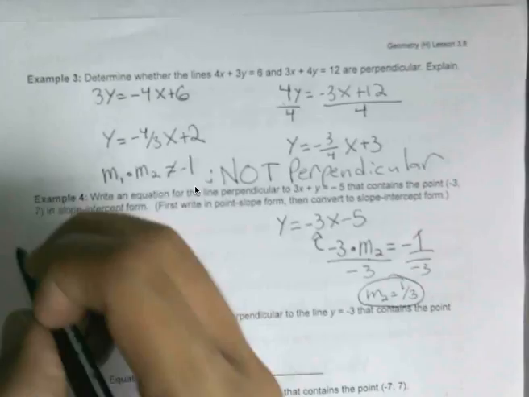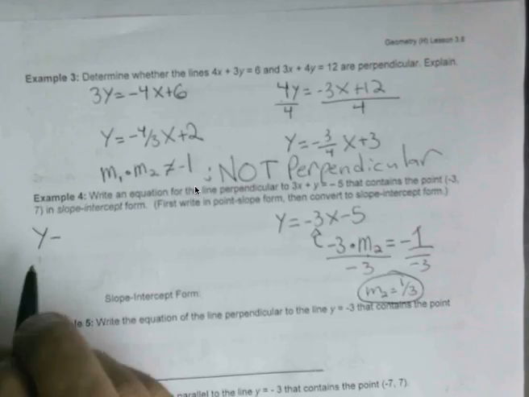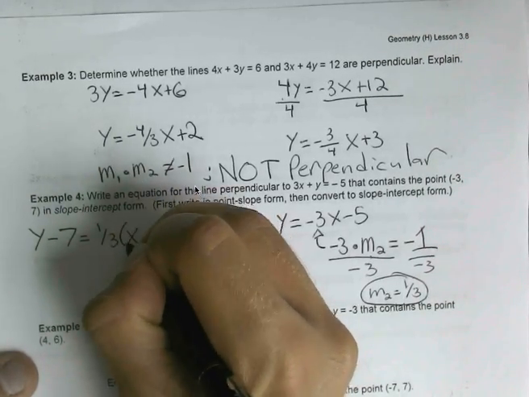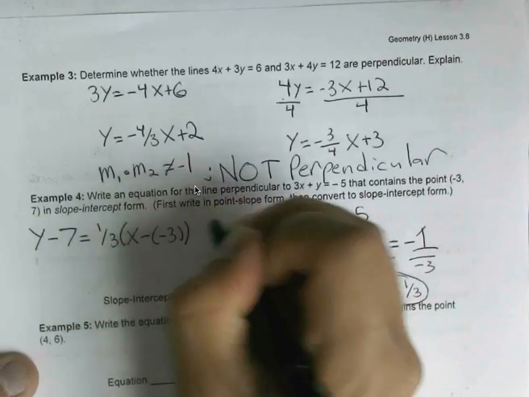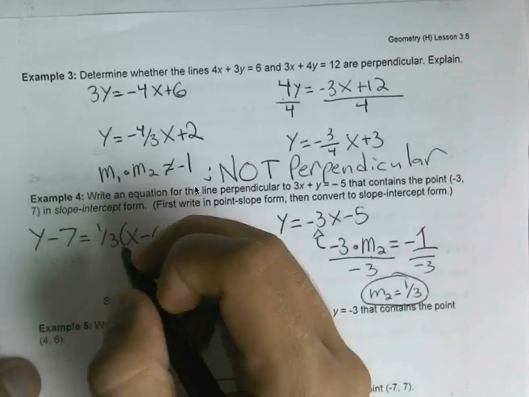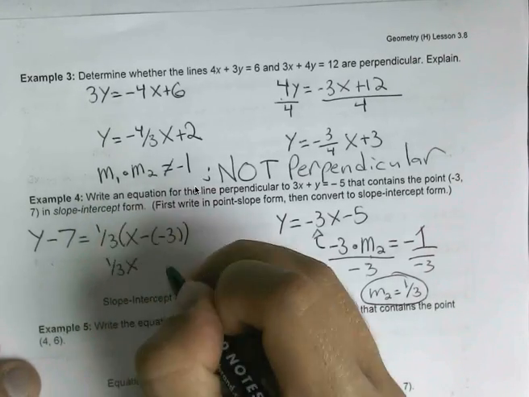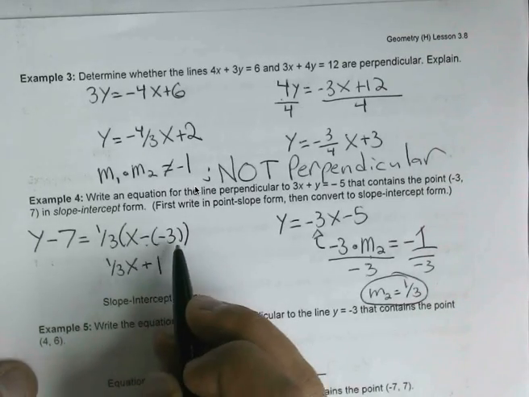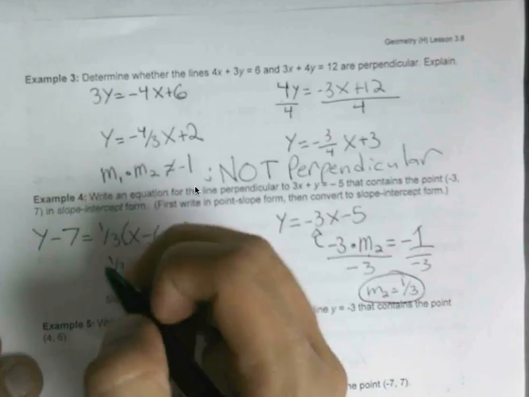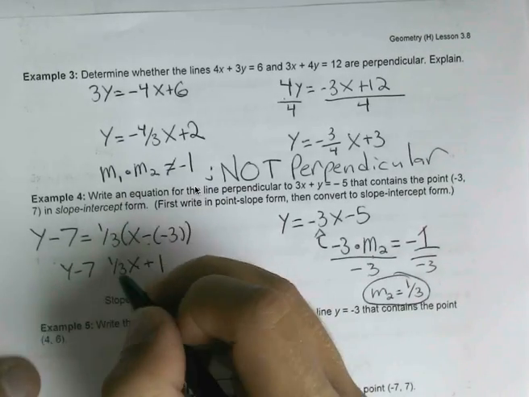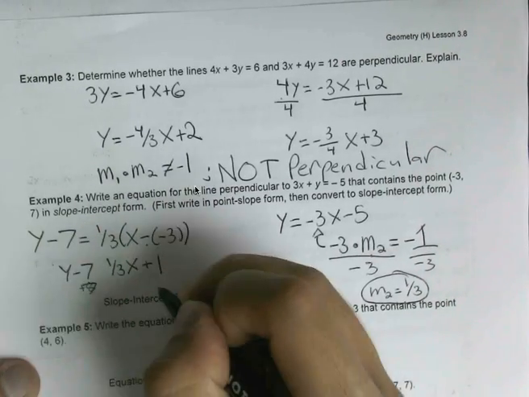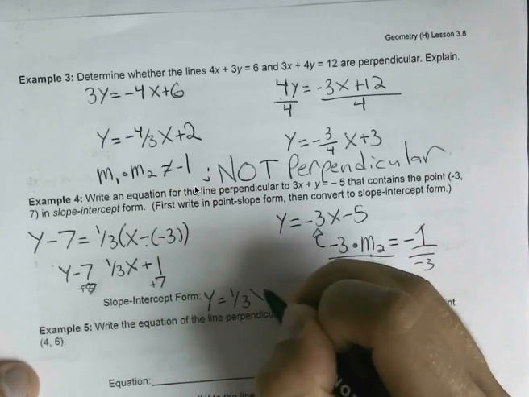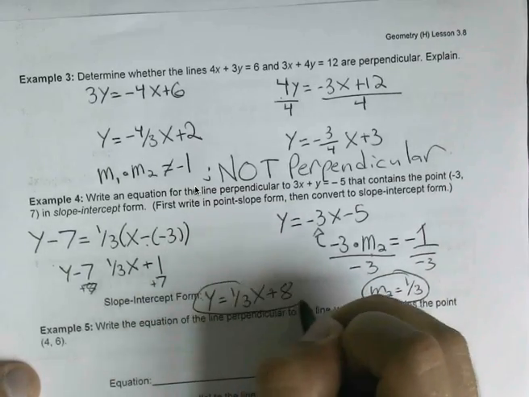Cool, so let's take this into point slope form. We'll take y minus y1, which is 7. This equals 1/3 times x minus x1, which is negative 3. Let's clean this up a bit. 1/3 x plus 1, because remember, subtracting negative 3 gets you positive 3. 3 times 1/3 is 1. 7 is still over here. Let's add that 7 over. So the slope-intercept form is going to be y equals 1/3 x plus 8. And we're done.